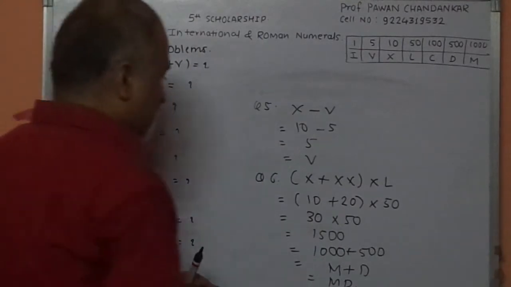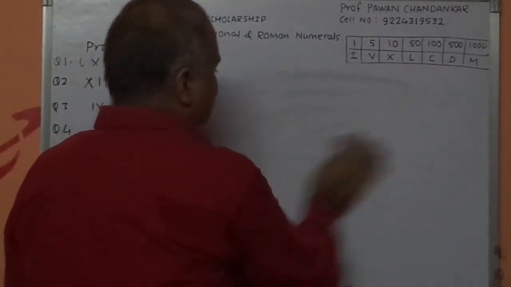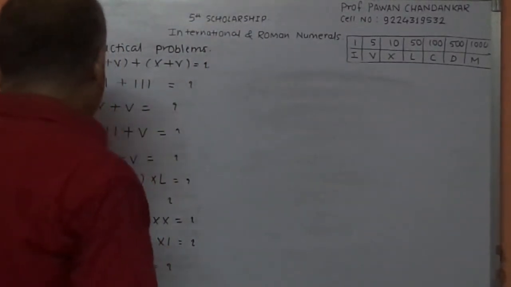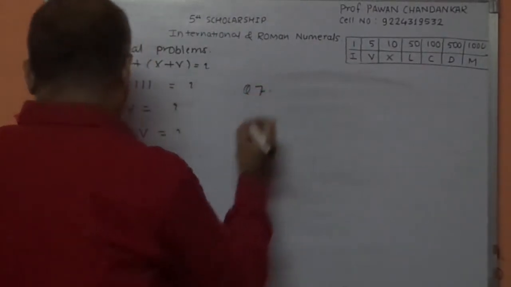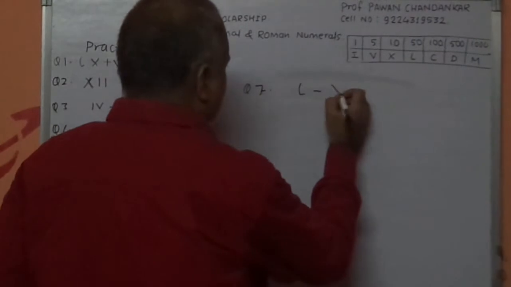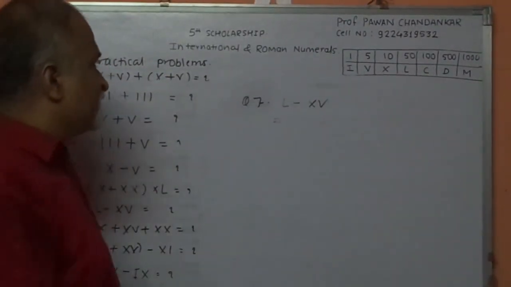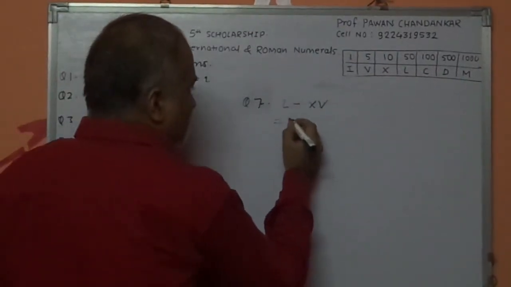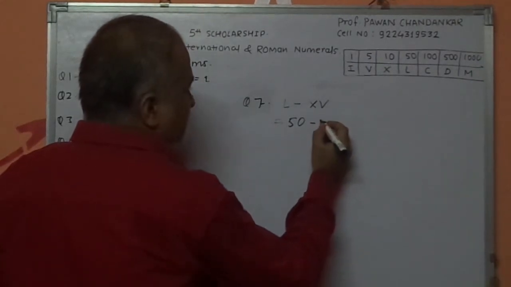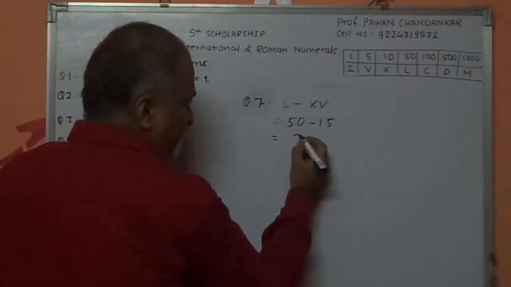Now let's try to solve the next question. Question number 7. Look at this. What they have given in question number 7? L minus XV. The next question, students. L minus XV. L means what, students? L means 50. So 50 minus XV means 15. So 50 minus 15, yes, students, it gives you 35.